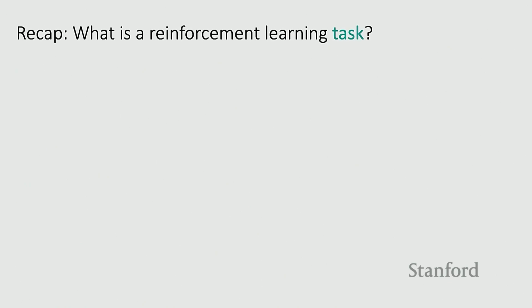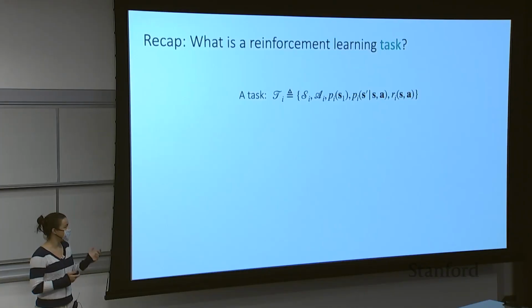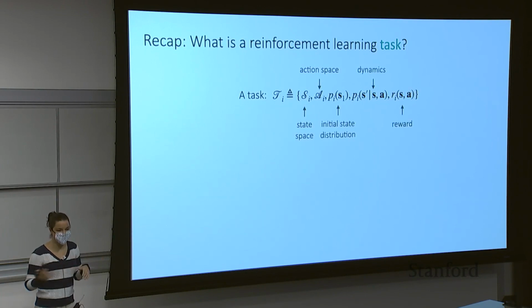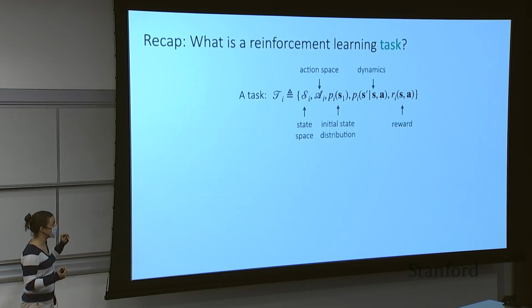Previously, we also talked about what a reinforcement learning task is. A task essentially corresponds to a Markov decision process, which has a state space, an action space, initial state distribution, dynamics, and reward. And different aspects of this problem can correspond to different tasks. Some tasks might share a lot of these aspects and only have one thing varying.